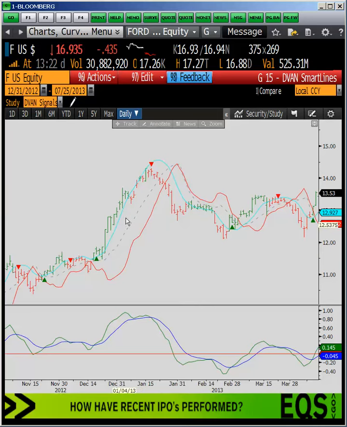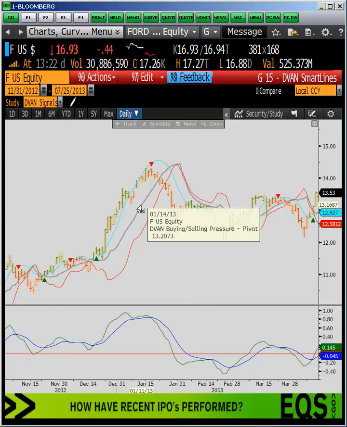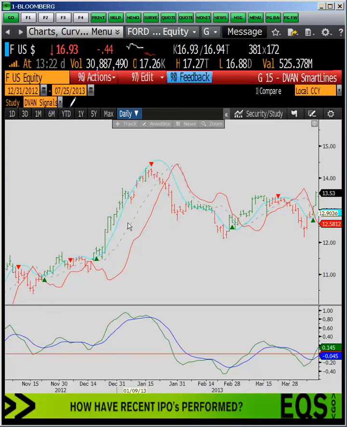What this brings in is the smart lines, which this is the trend direction and location, the light blue line. This dark gray dashed pivot is a pivot line. This is the actual price location of where trends change. So you see trends change down here and they change back up right here when you go through the pivot.